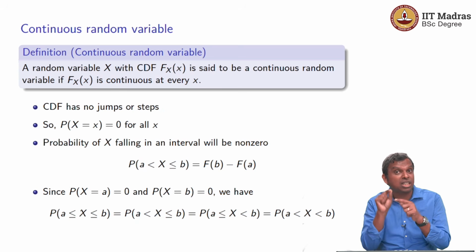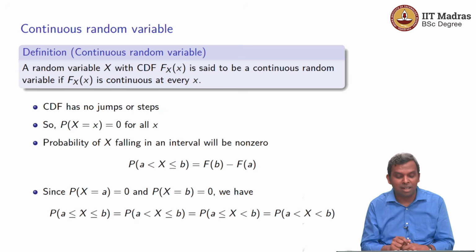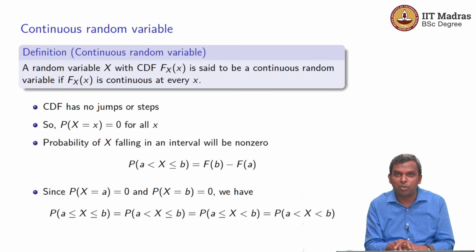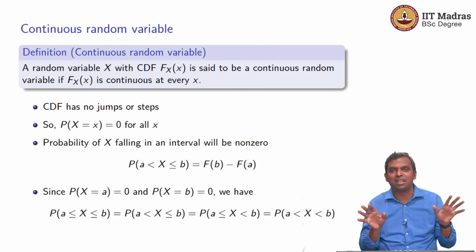Now, if there are no jumps in the PDF, notice what happens. Probability that x equal to a is 0. Probability that x equal to b is 0. So what happens because of that is all these limits don't matter.